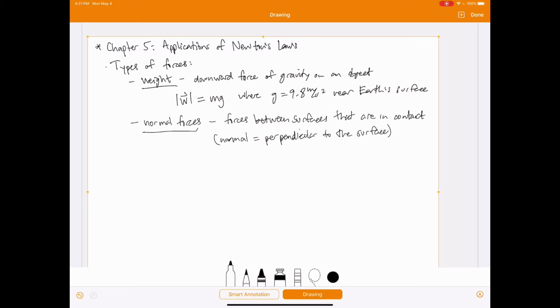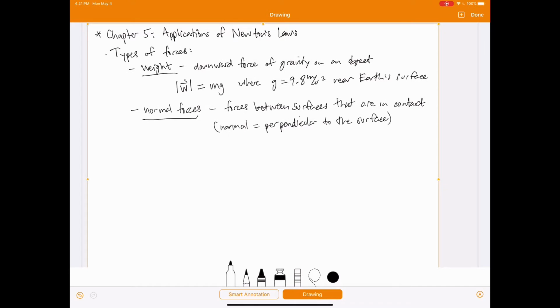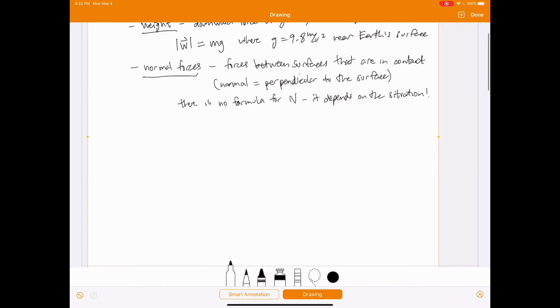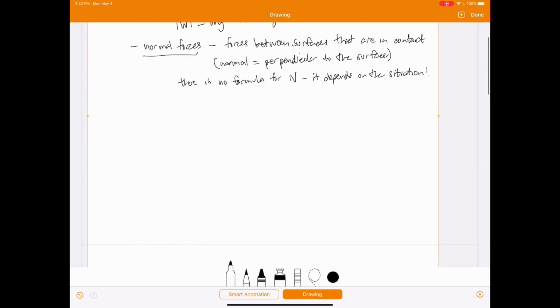We have a formula for the weight. What we don't have is a formula for the normal force, and that's because there is no formula. In other words, there's no one-size-fits-all formula for the normal force. It actually depends on the situation. To illustrate this point, I'm going to show you two examples.